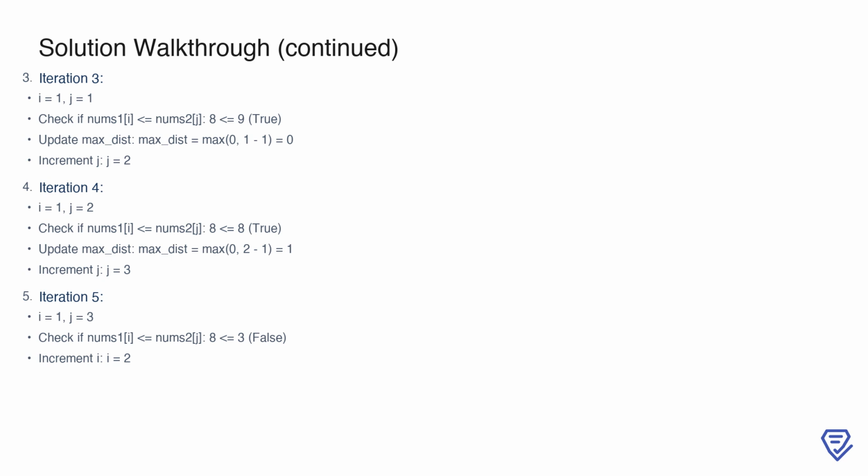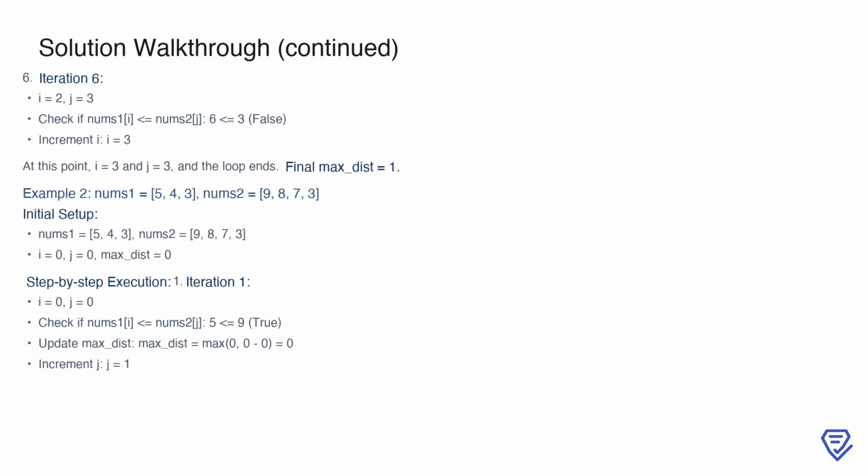In the fifth iteration, i is still 1 and j is now 3. We compare nums1[1] and nums2[3], which are 8 and 3. This time, the condition is false because 8 is greater than 3. So, we increment i to 2, leaving max_dist unchanged.